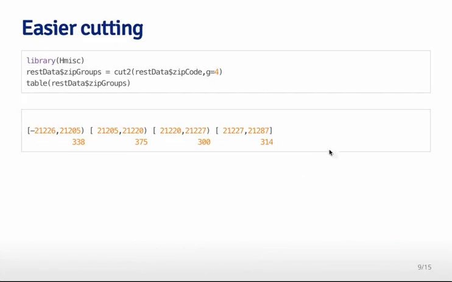An easier way to do that: I had to specify all the breaks with the quantile function in the previous version of cut. If you go into the Hmisc package and use the cut2 function, you can specify that you want to break the zip code up into 4 different groups according to the quantiles. It will find the quantiles for me and break it up into 4 groups, which is a nice way to do it if you don't want to set the breaks in advance. So, the cut2 function in the Hmisc package.